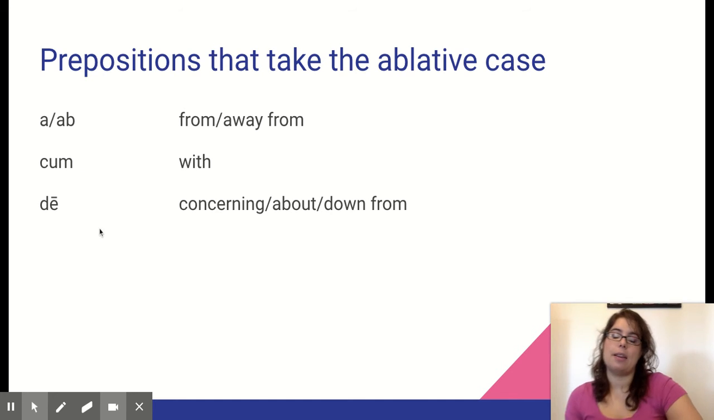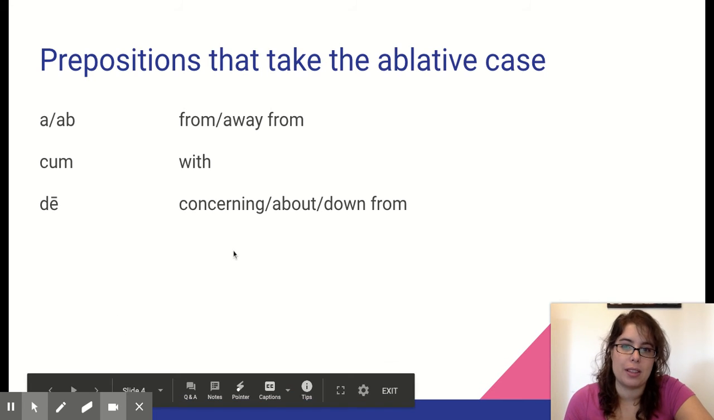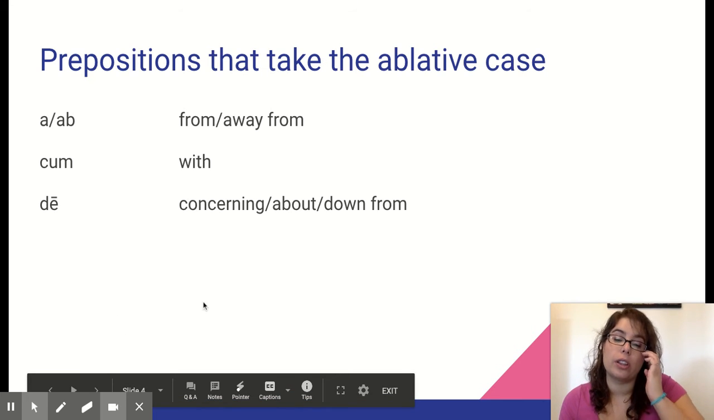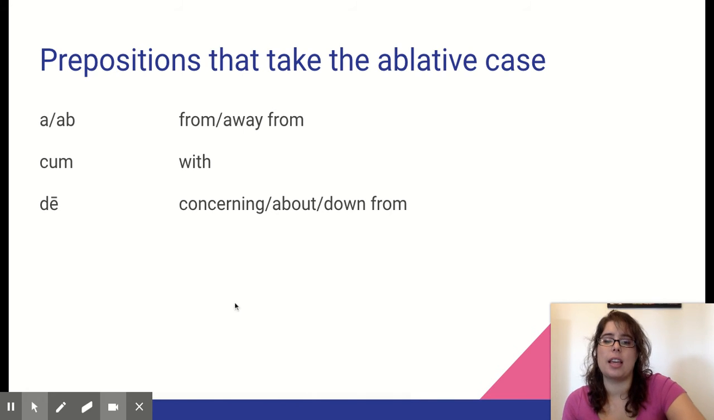De means concerning or about or down from. So a couple of different definitions for this one, and it'll just kind of depend on the context of the sentence that it's in as to which one makes most sense. So you can use this when you're talking about someone or about something.